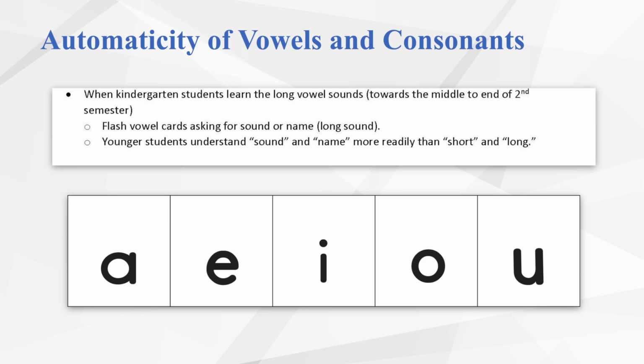Once you've taught students that vowels can say their name, you can point to the middle of the cards and ask students to say the name of the vowels. After practicing both of these, have students flex between sound and name by flashing the vowel cards and asking for sound or name. This concludes the Automaticity of Vowels and Consonants portion of training.